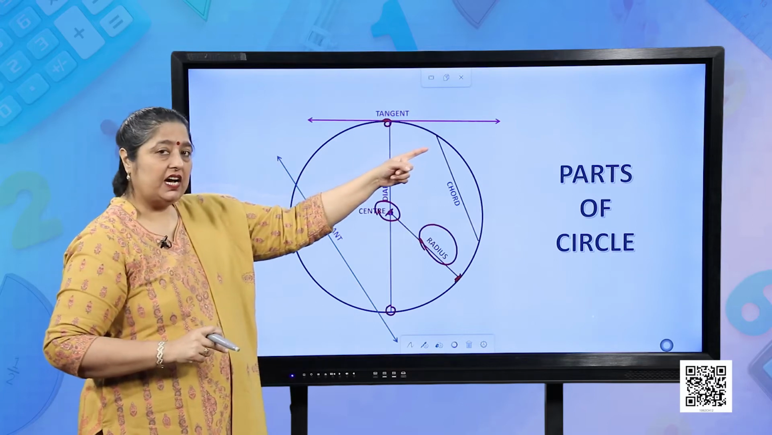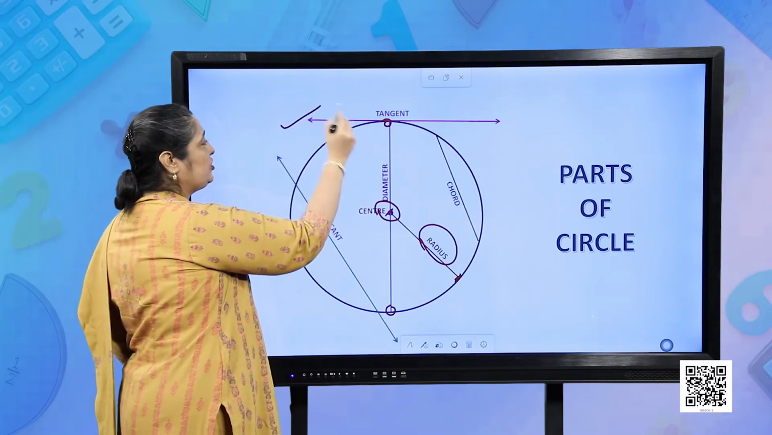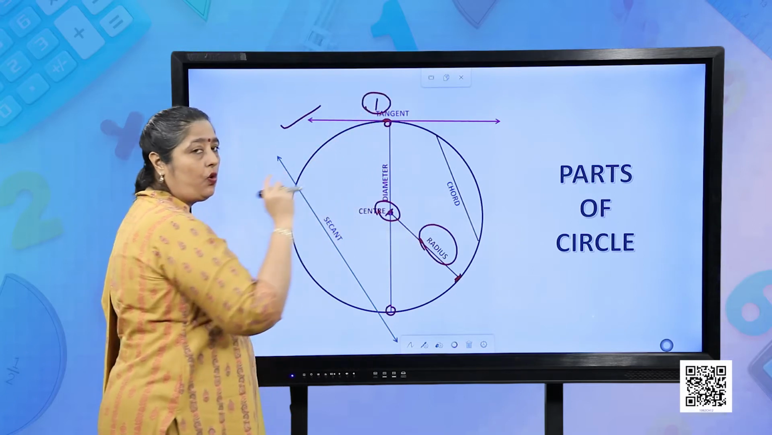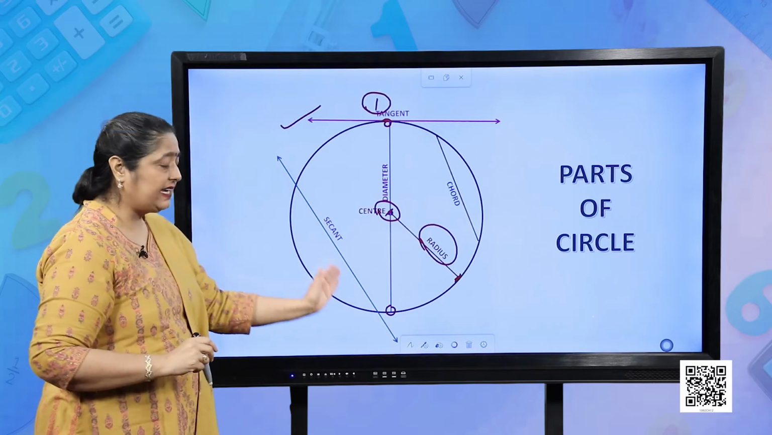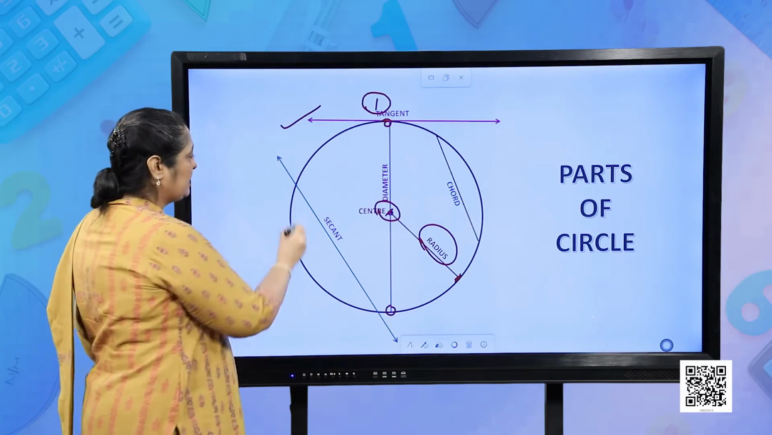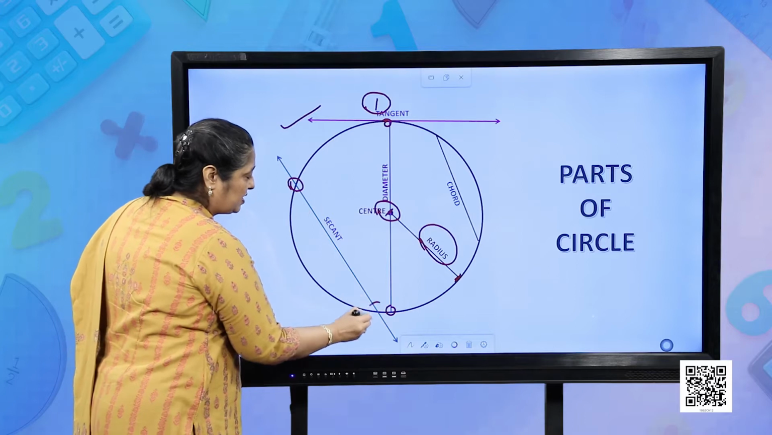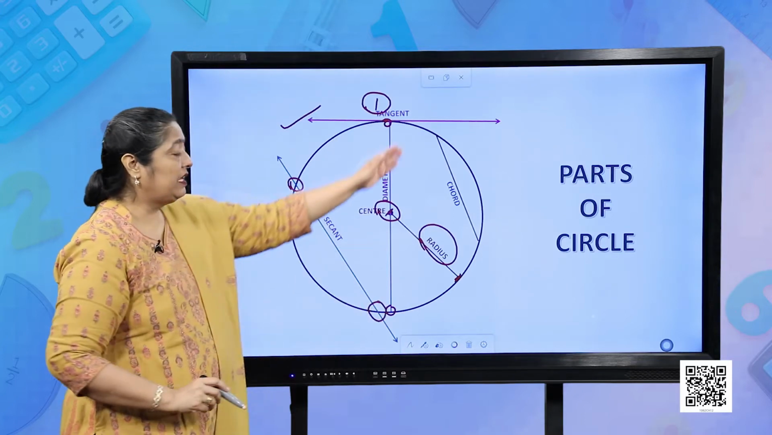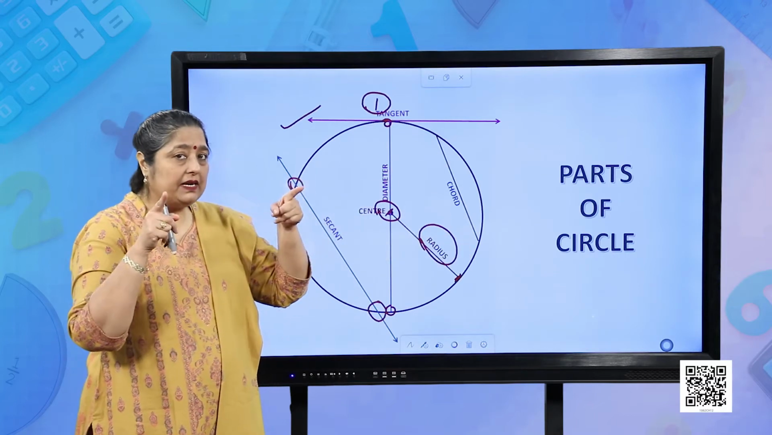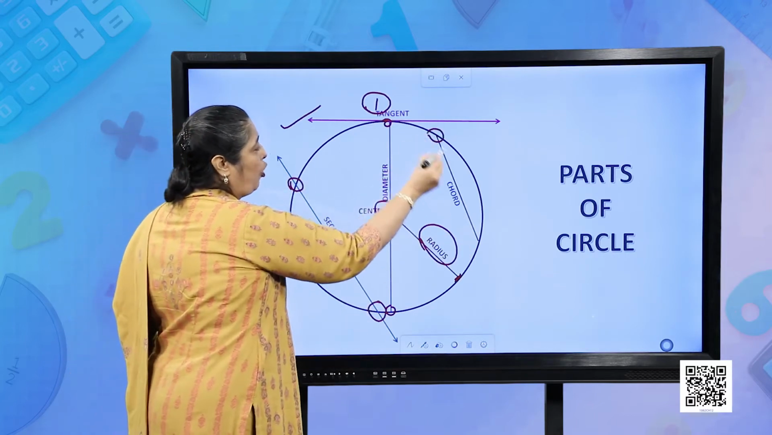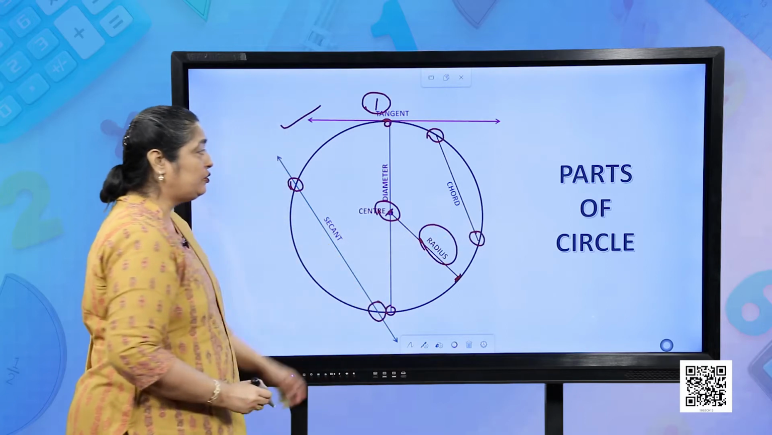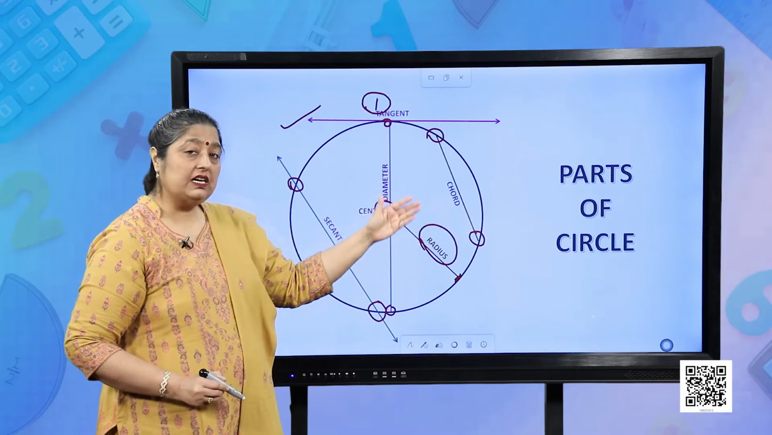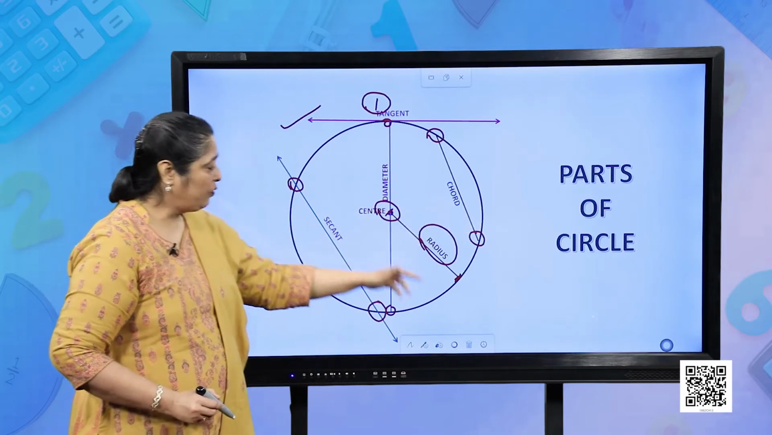The tangent, a tangent is a line, right, which touches the circle at one point, at only one point. Then we have a secant. What is a secant? Secant is a line which intersects the circle at 2 points. Similarly, a chord, it is a line segment joining 2 points on the circle, and as you can see, diameter is also a chord. It is the longest chord, right? So, let us move forward.